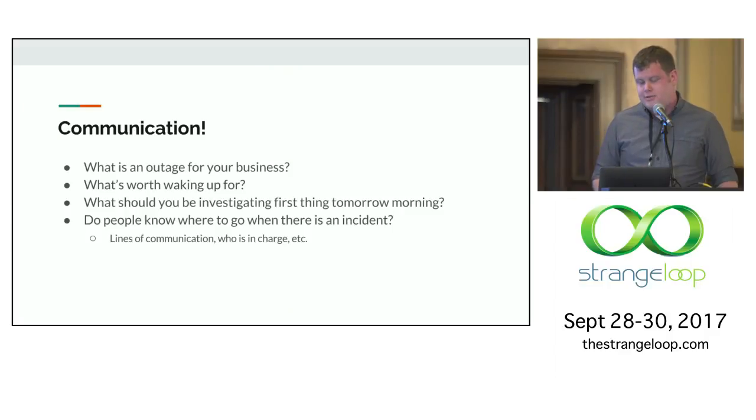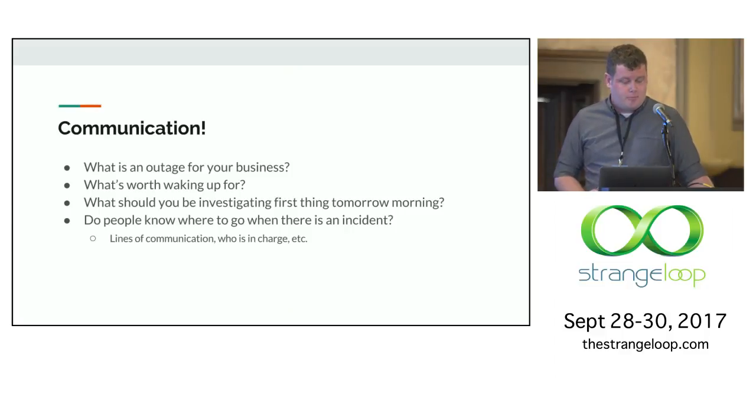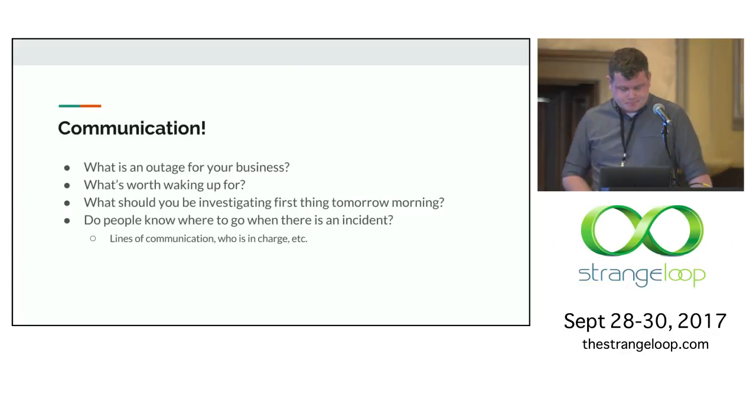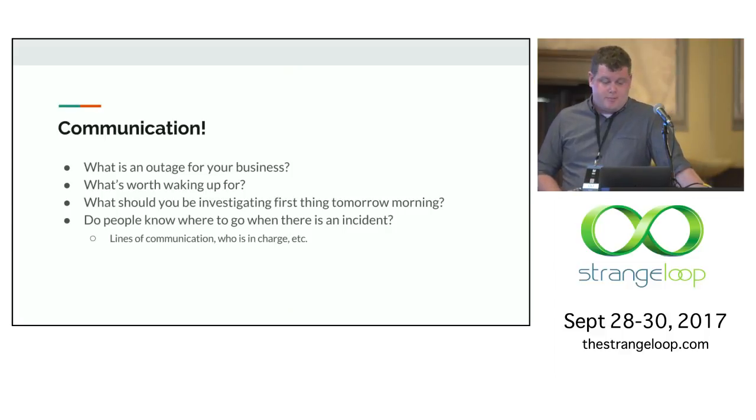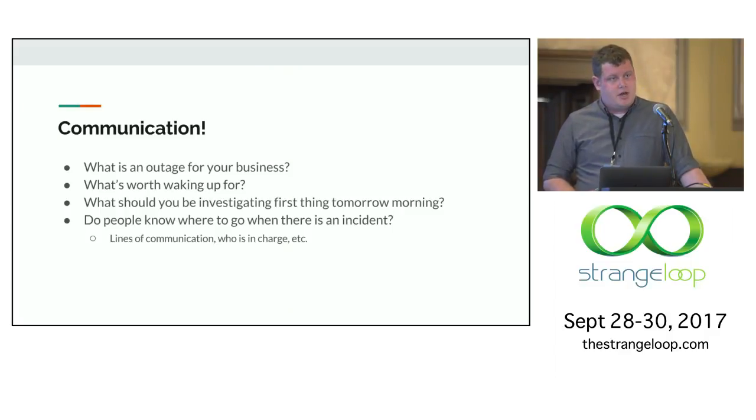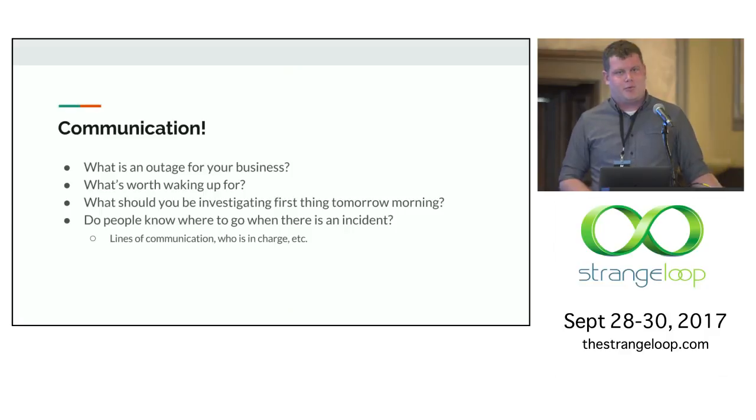The communication part is, what is an outage for your business? What's worth waking up for? What should you be investigating first thing tomorrow morning? Those are very different topics. And oftentimes you have to decide whether the business is actually accurate that you should be waking up for a 5-minute outage, or if it's something you can wait on till tomorrow. And a common problem is, do people know where to go when there is an incident? If something's down, is there a place they can check to know that this is being actively worked on, and they're not the first person to discover that something's not working?